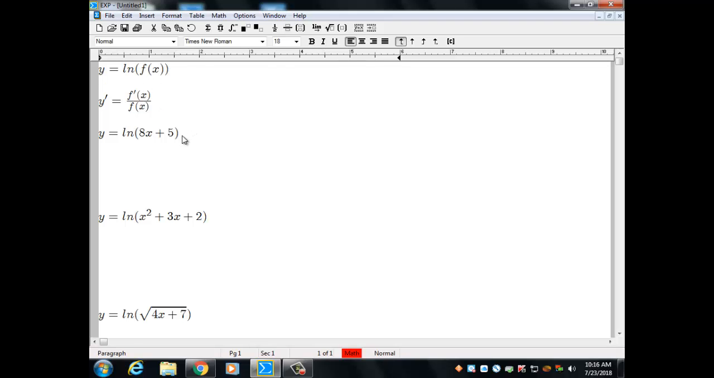So as we do this and we look for y prime, what we say here is that this piece has to go on bottom. Like right off the jump, it's got to go to the bottom. Now, what goes on top? 8. It's the derivative of the bottom. Or it's the derivative of the inside. All right? So that one's not too bad. Venture to guess, this one's probably not too bad.